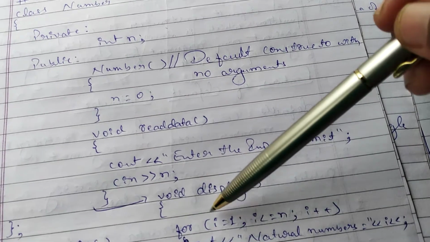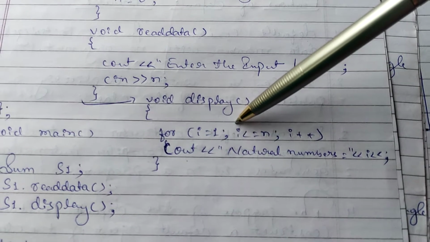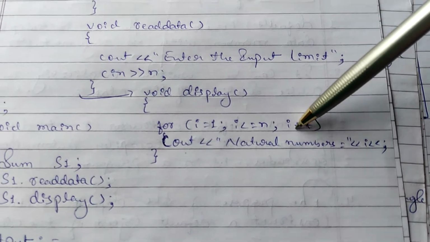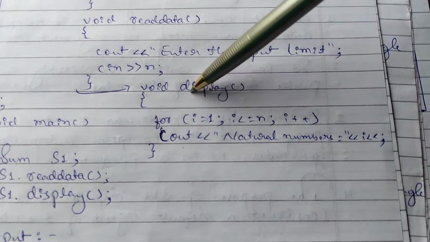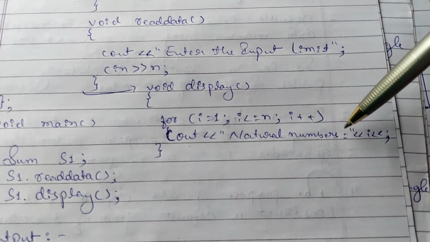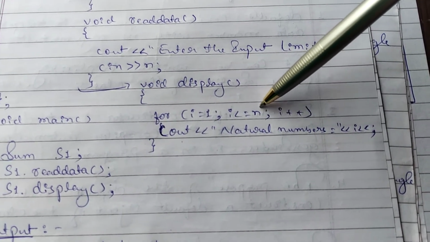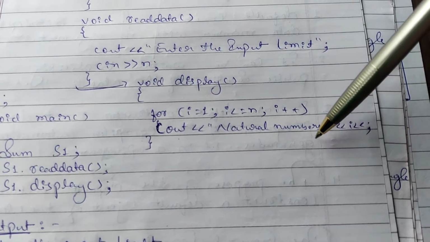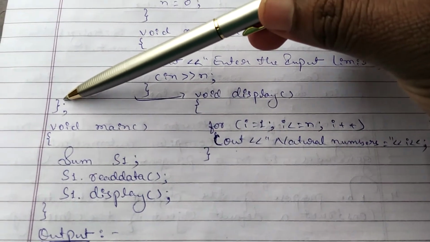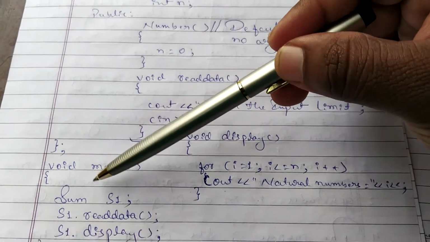Next, void display. The for statement I have taken. This is a looping statement. For i = 1, i less than or equal to n, that is the input limit, i++. This is the increment operator. Here cout natural numbers i. So until i is less than or equal to n, when the condition is false, this loop will exit. After this exit, this method will exit. This closes the class number with a semicolon.